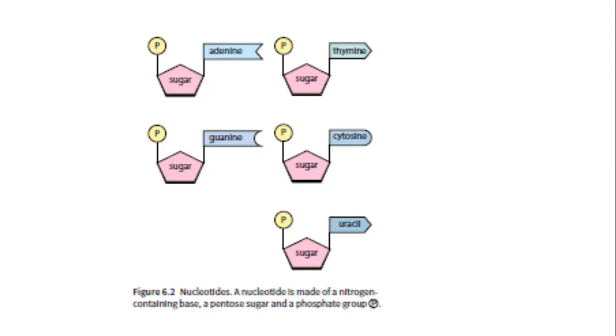Generally speaking, inside DNA we have 4 major nitrogenous bases: adenine, thymine, guanine, and cytosine. When you talk about RNA, RNA does not have thymine in it. In RNA, thymine is replaced by uracil. So that is the structure of mononucleotides.